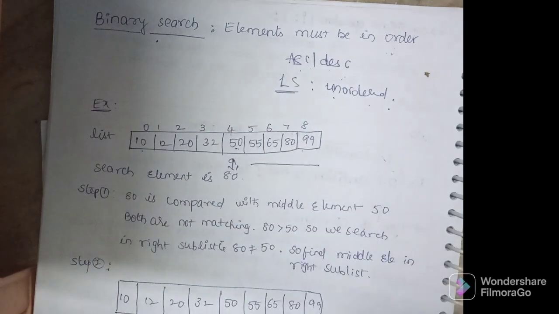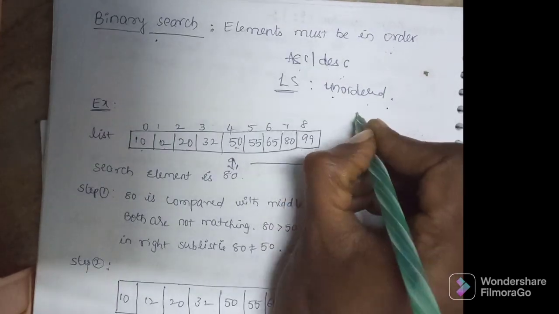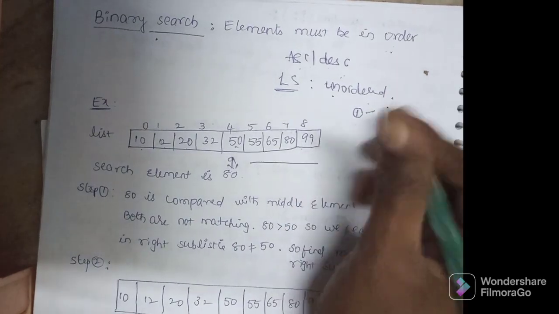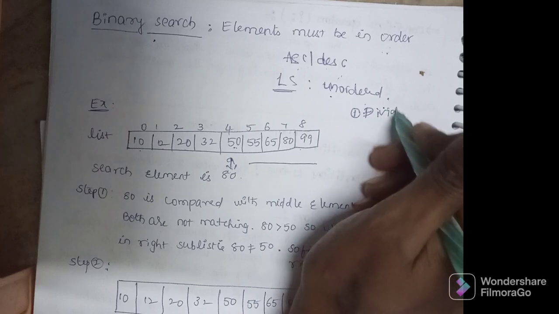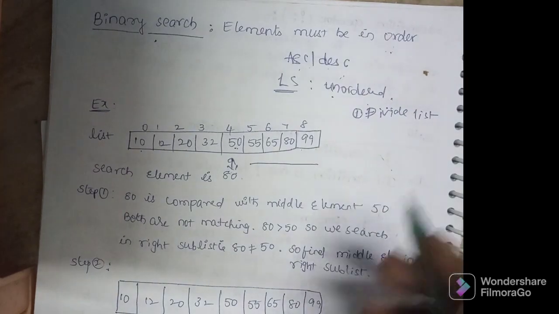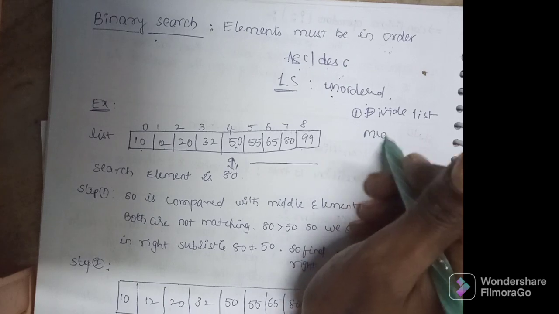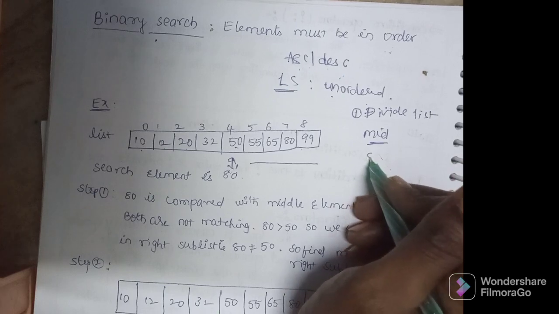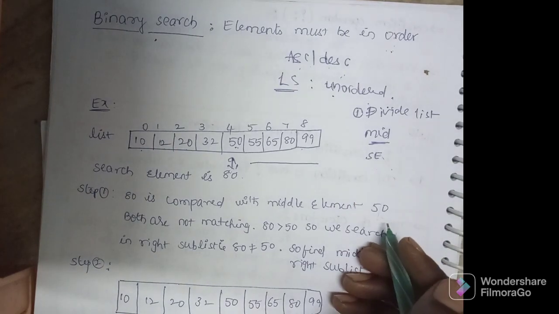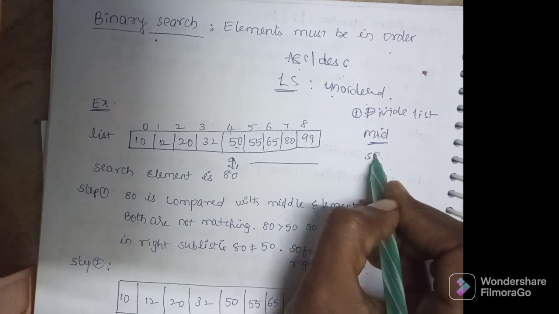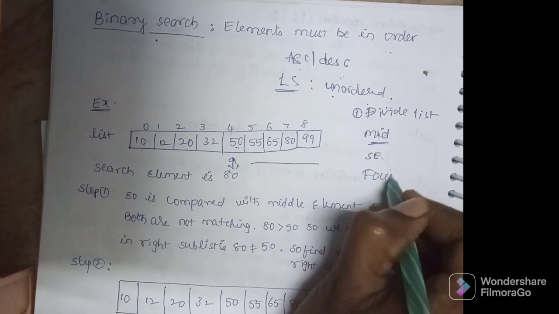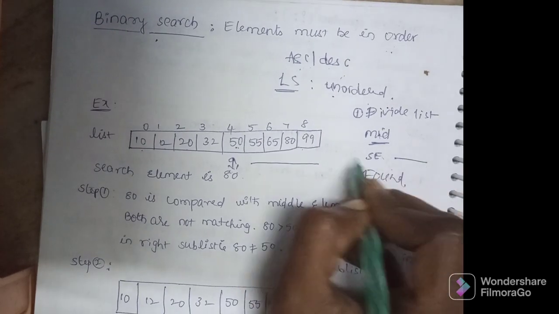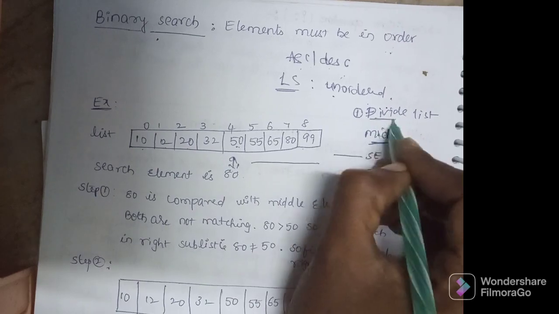Here in the binary search algorithm, we have some steps. The first step is what? The step is to divide the list. Whenever you are dividing, we find a middle element, right? Now we compare this middle element with the search element. If both are equal, then we display the element found message. If both are not the same, then we go for searching of the right sublist or left sublist. Why? Because we are making two lists here.